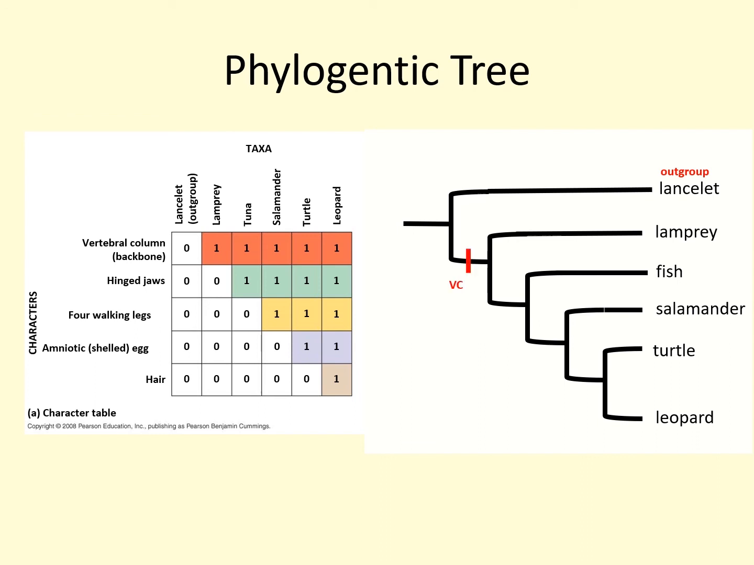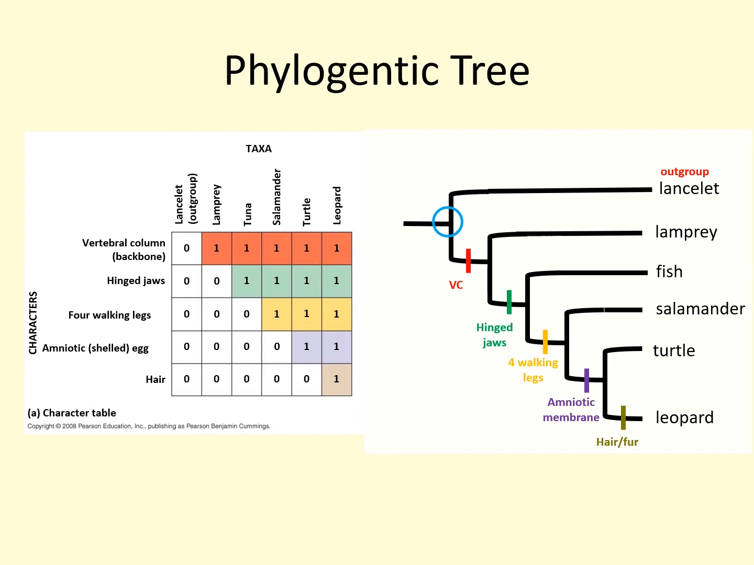So here's the vertebral column right here. The lancelet doesn't have a vertebral column, but everybody else does. Fish have a hinged jaw, so does everybody else, but the lamprey is jawless. Four walking legs, I actually wrote four walking legs, tetrapod this time. And then we have the amniotic membrane, and what does the leopard have? It actually has fur on there. So you want to put the characteristics on there, these apomorphies on there as well.